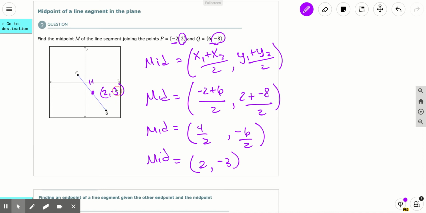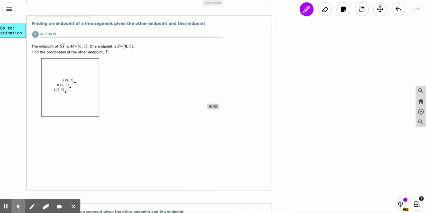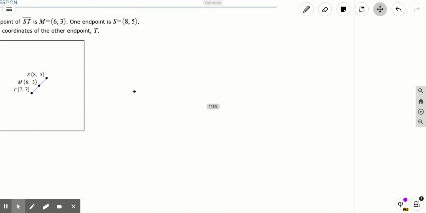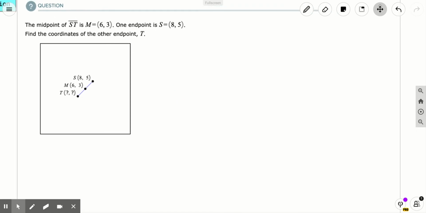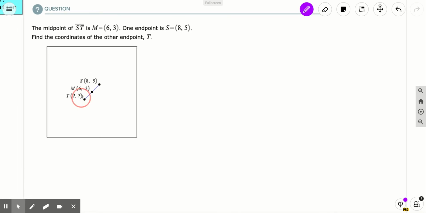That's the midpoint. Now the midpoint's kind of easy. The next problem is asking you to find the endpoint. Here, let me make it bigger so you can see. Okay? It says the midpoint of ST, so look, here's ST, is 6, 3. So they're giving you the midpoint. Okay? One endpoint is 8, 5, and now we're looking for T. What is the other endpoint?